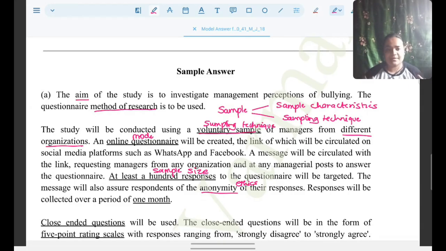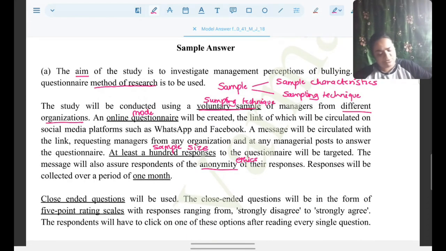So let's keep irrelevant statements out of the answer, so that all our statements are very focused on what has actually been asked, and our answer is as relevant as possible. Next, we can see responses will be collected over a period of 1 month. It's always important to specify the duration. So what I've highlighted here is the duration of the study.